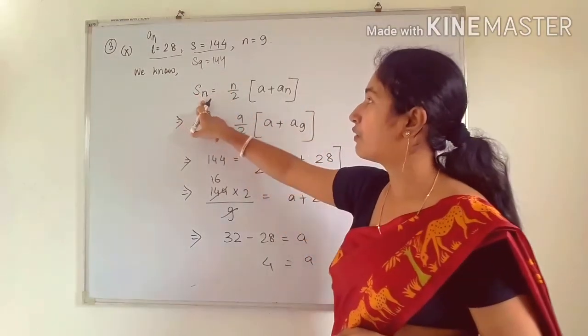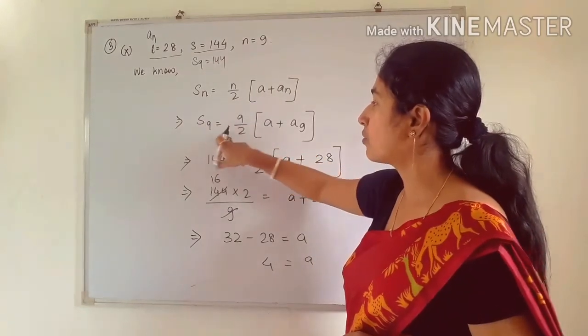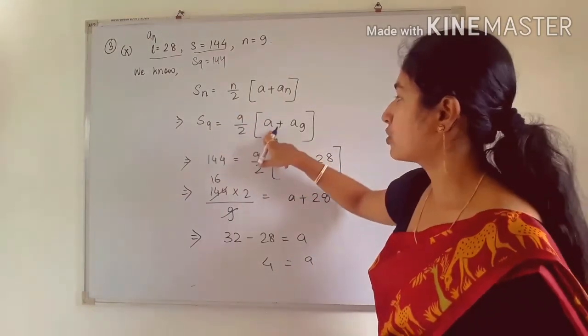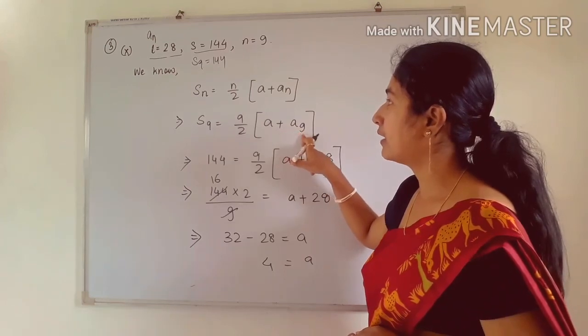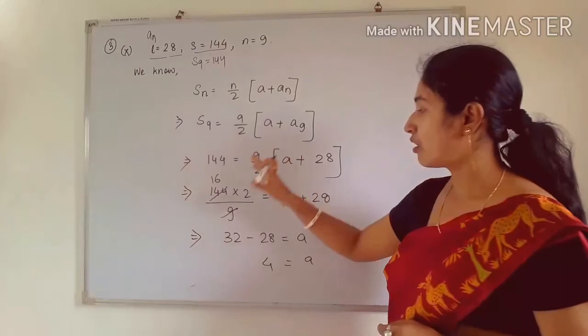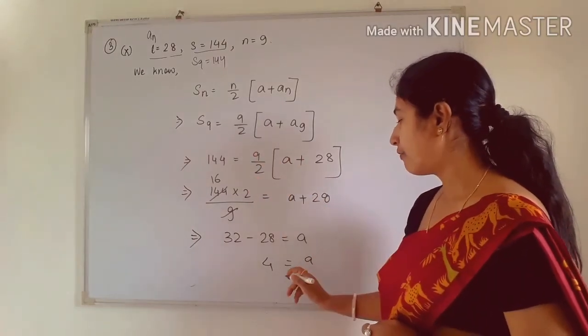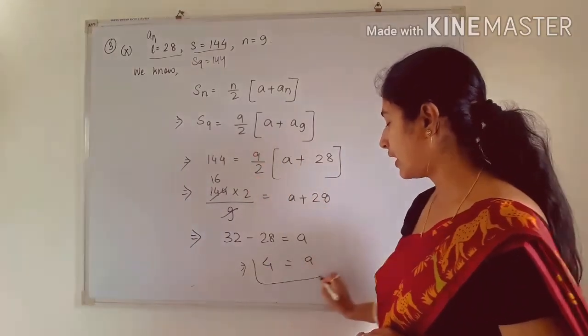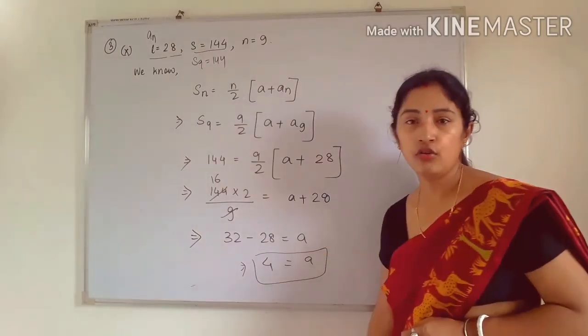So in place of n we will put 9. So S9 is equal to 9 by 2, first term, which is not given, plus an, that means a9, the last term, which is given as 28. After simplifying, finally we got the value of a as equal to 4.